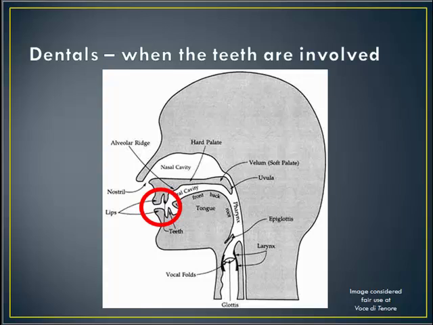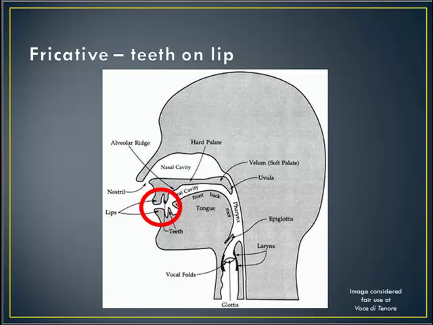Because we're pressing our teeth against our lip to make these sounds, we call these sounds that our teeth help make labial dental. Labial and not bilabial because only one lip is involved, and dental because the teeth are involved. We also call them fricatives since the lip and the teeth are both articulators and both have to be involved in making a sound.